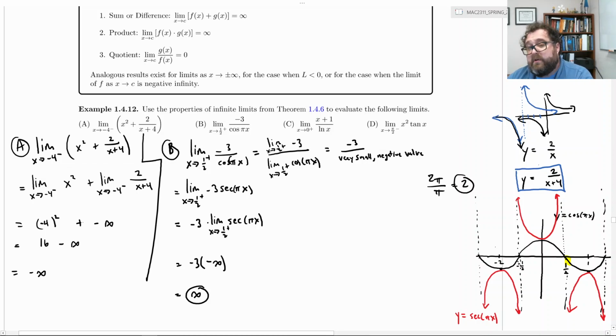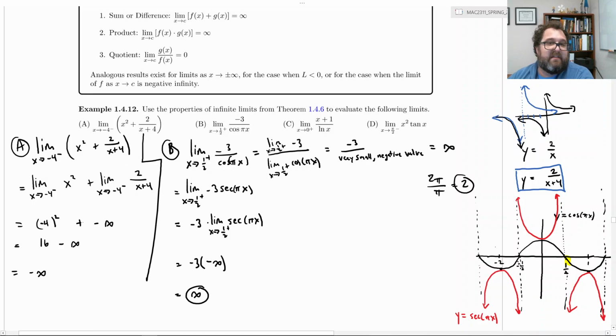What do you think -3 divided by a very small negative value is going to be? Think about -3 divided by -0.1. That's -3 times -10, that's 30. -3 divided by -0.01 is -3 times -100, so that's 300. If you don't believe me, punch these in your calculator. If you take a negative number and divide by a very, very tiny negative number, you get an overall very big positive result. And so you get infinity.